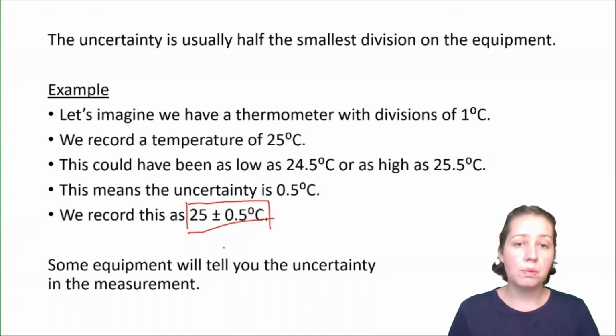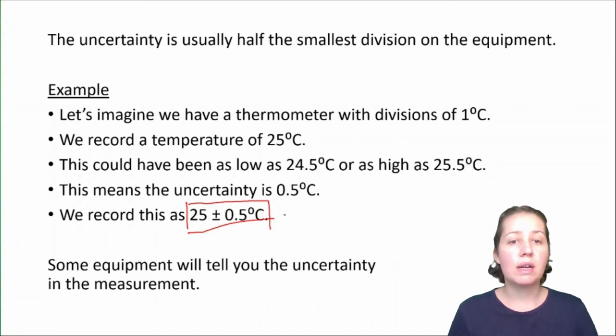Some equipment will tell you the uncertainty in the measurements that you're going to make. And this is typically for equipment that makes a single measurement. Say, for instance, a volumetric flask or a pipette, where you don't have graduations that you can use then to give you the uncertainty.